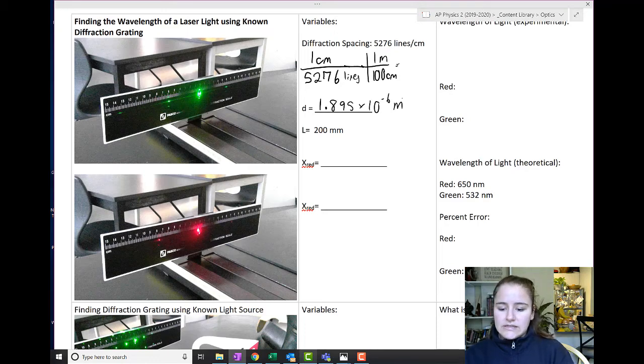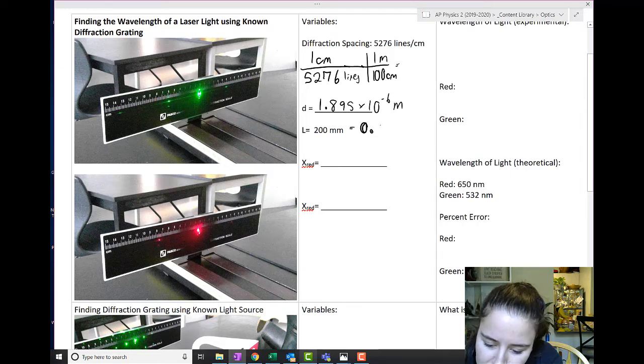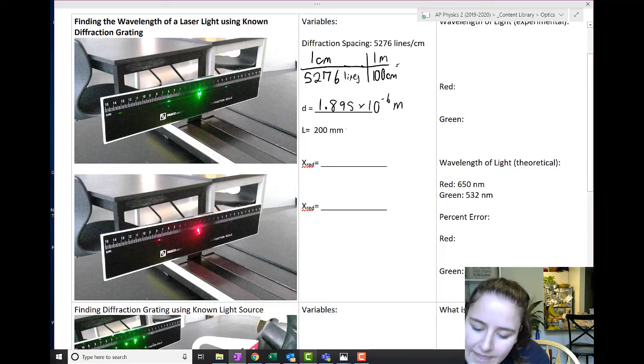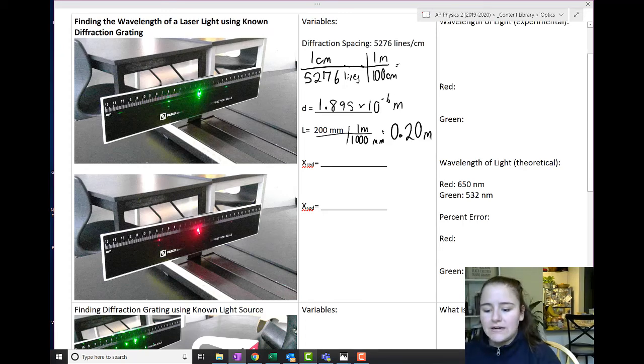Okay, so that's how much space there is between each individual line. So then the distance L from the screen to our slit is 200 millimeters. Hold on, I can math. That means if there's 200 millimeters, there's 1,000 millimeters in 1 meter, aka there's 0.20 meters between the diffraction scale and the slits.